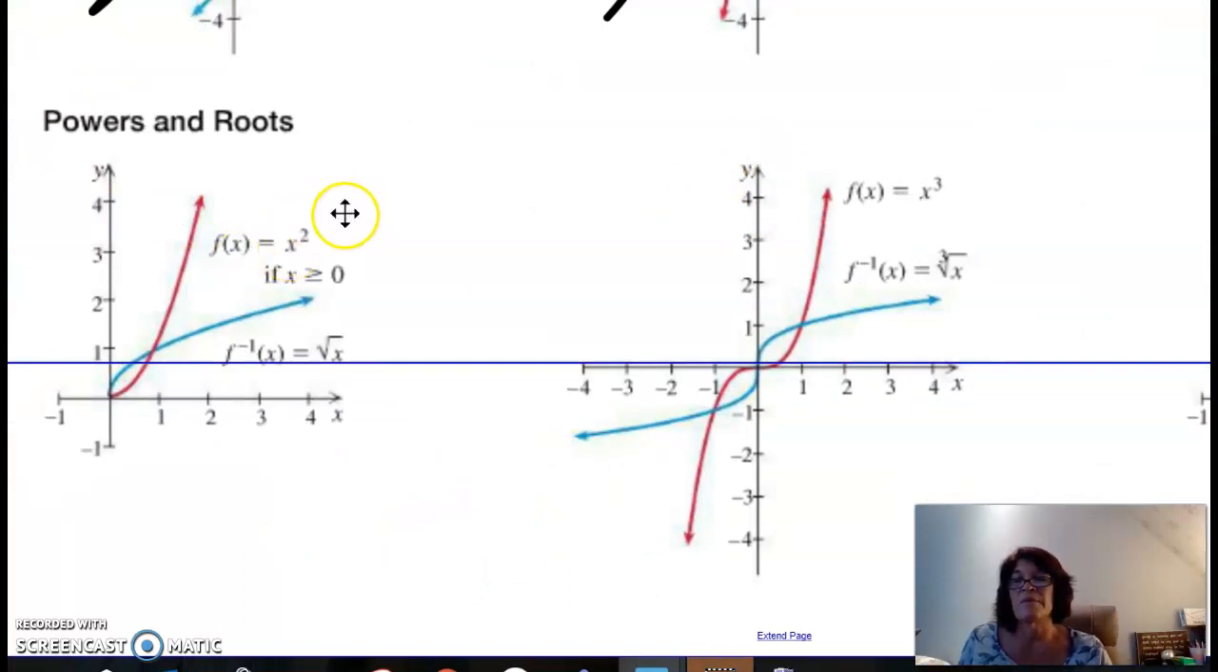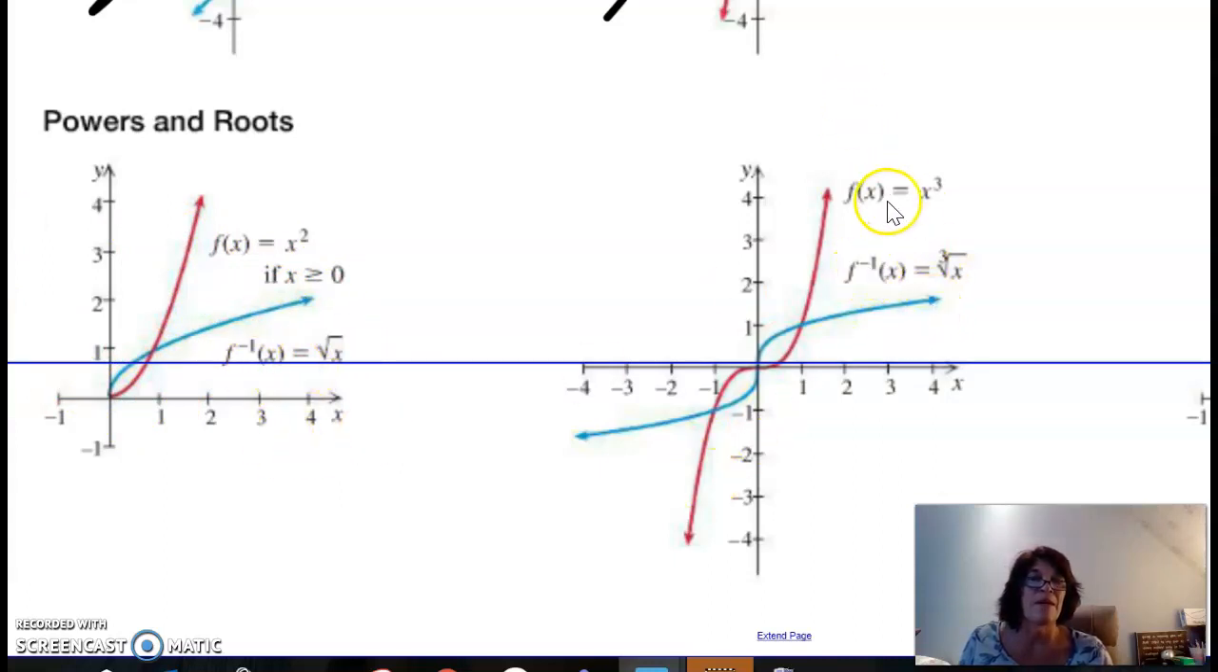X squared, the inverse is square root of x. Now you do have to notice, I know x squared usually is a parabola, right? Like this. We're only using half of it because the square root of x, you can't have negatives under the square root. Okay, so you can't use the whole function if part of it doesn't belong in this domain.